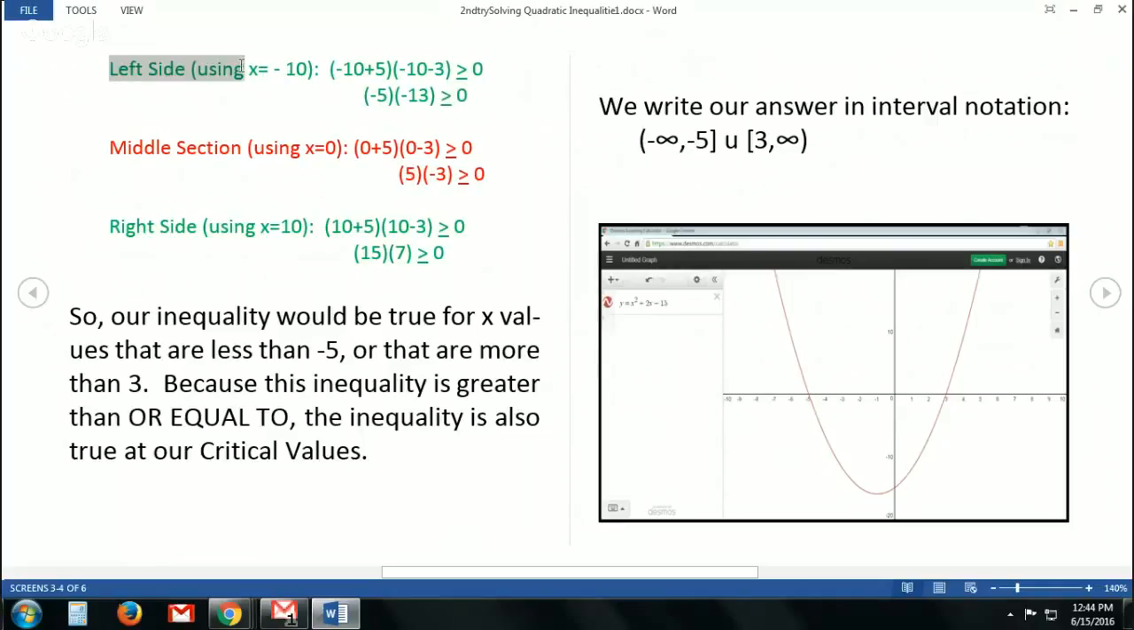Now, I've marked things that are going to work in green for us to keep track of this. The left side of the picture works. Let's try the middle section next.